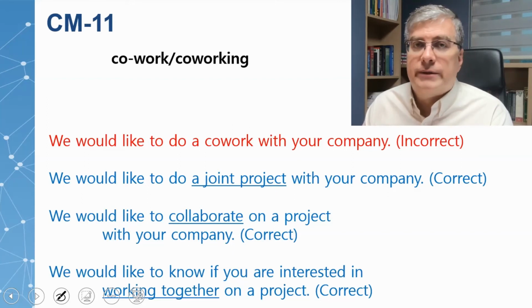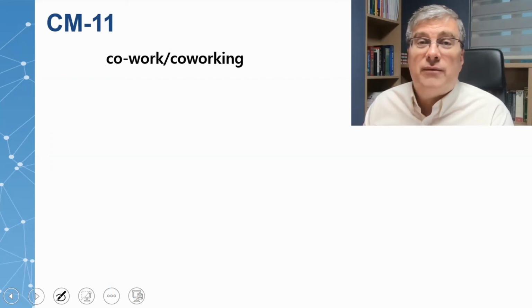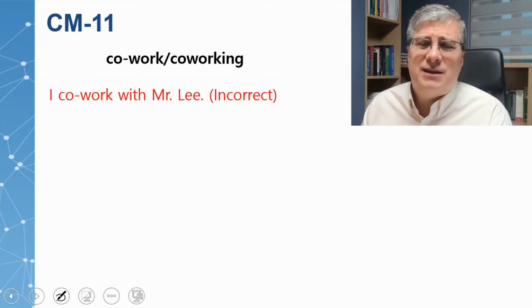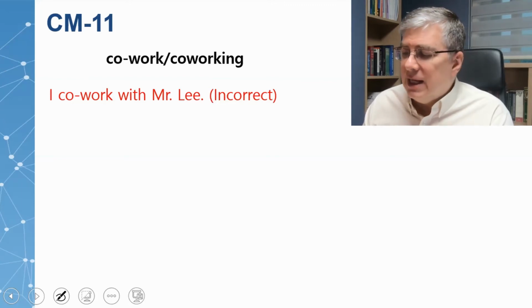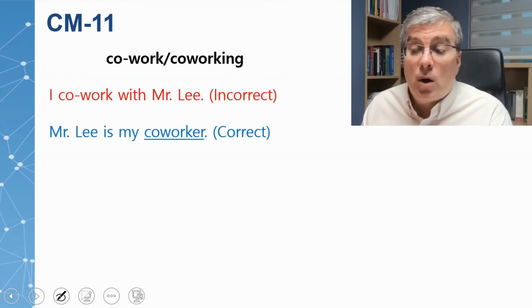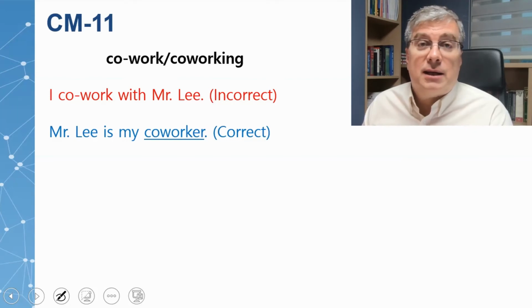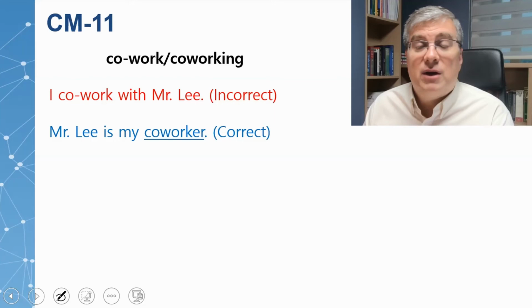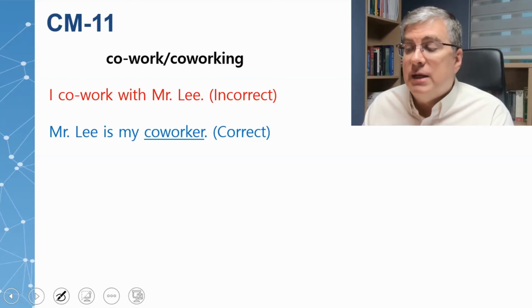Those are not correct. Let's go over a little bit more of the incorrect sentences I hear using co-work as a verb. For example, I co-work with Mr. Lee. Sometimes I hear that. No, that's not correct. We don't say that. Instead, you should say, Mr. Lee is my co-worker, or I work with Mr. Lee, right? Or Mr. Lee and I work on the same team. We work in the same department. We work at the same company. So he is my co-worker.